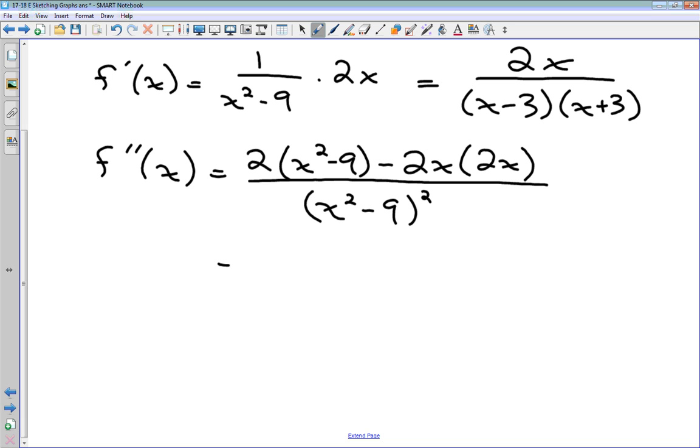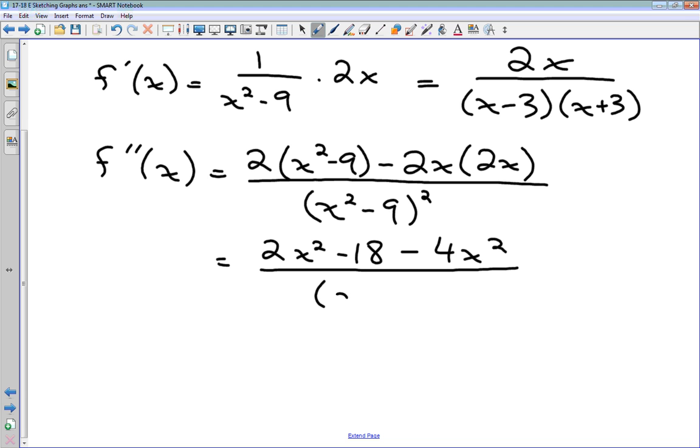Now we want to simplify this and factor it here. So let's expand out our brackets. We'll have 2x² − 18 − 4x². We can go right ahead and factor the denominator. That's going to be (x − 3)(x + 3), both of these squared.